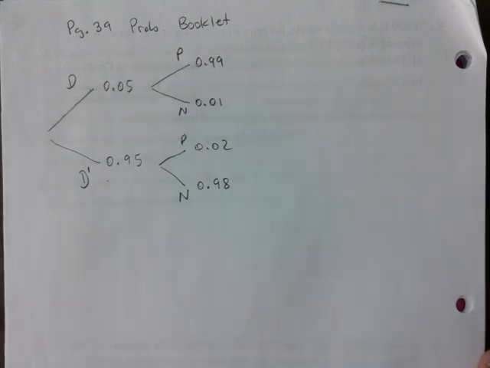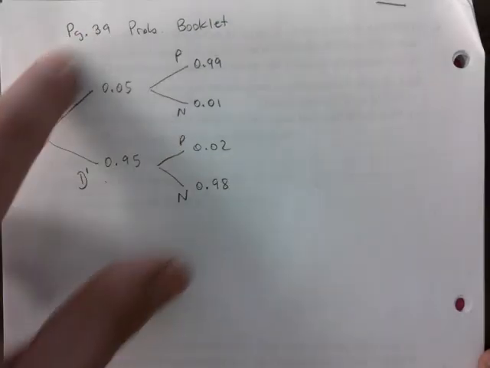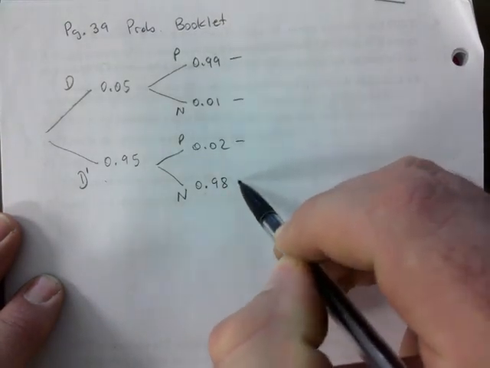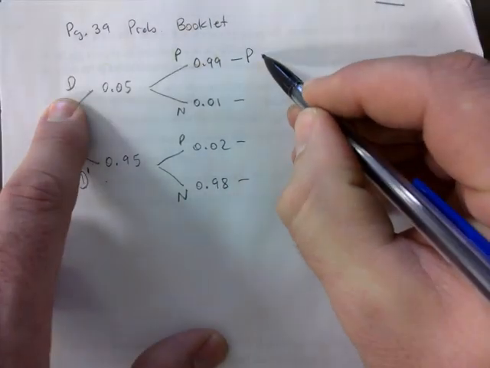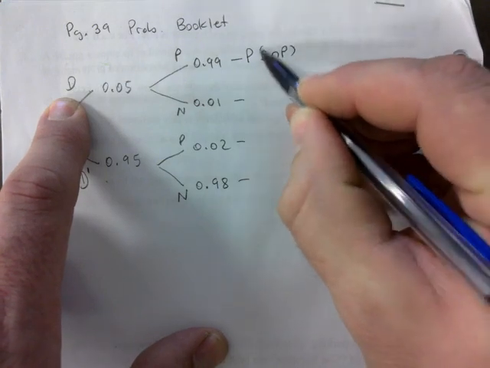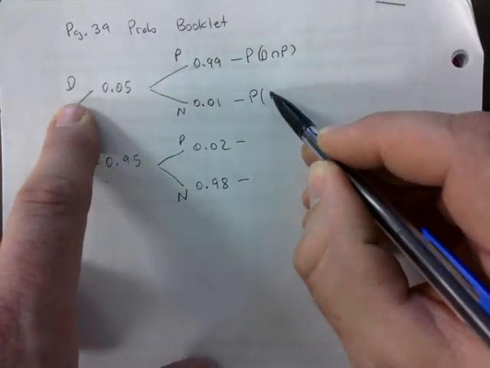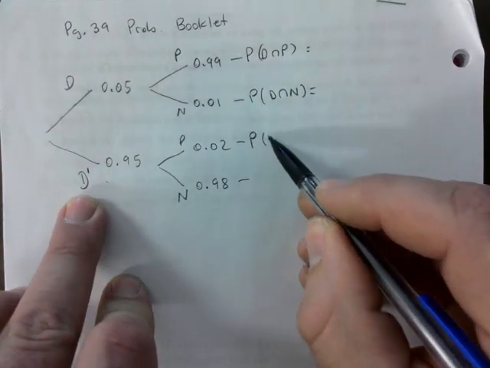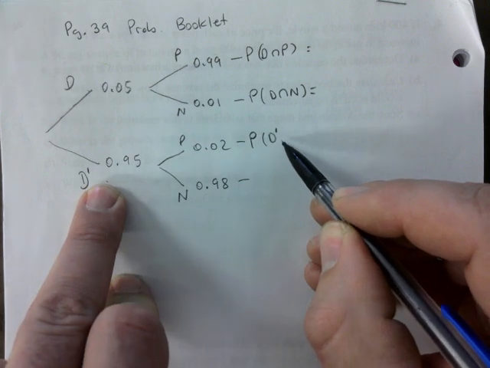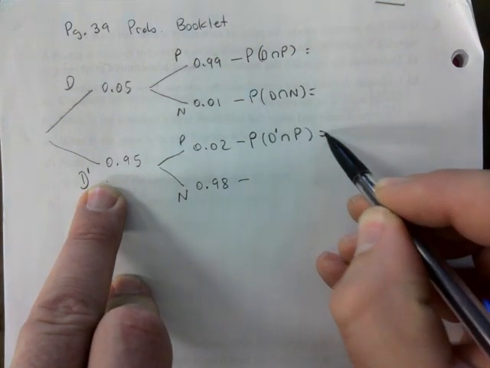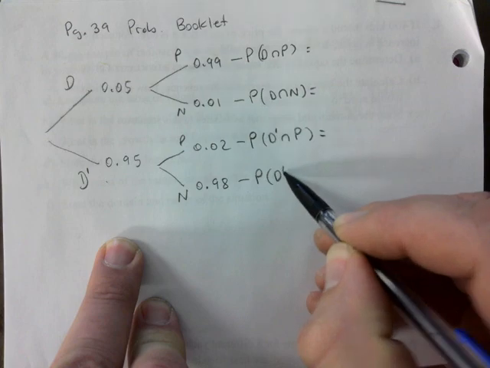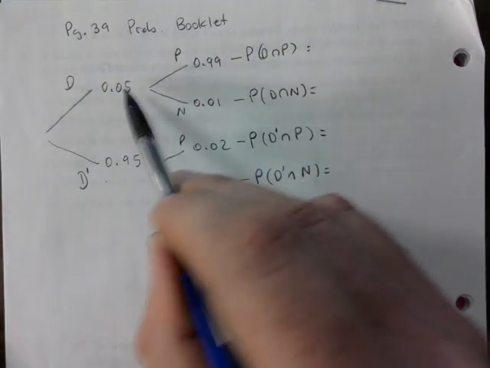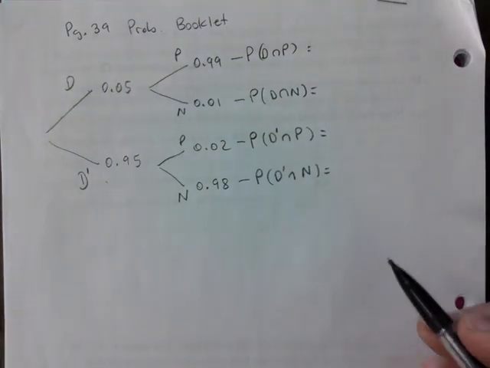So on the test, most likely it's going to be like this. I'm going to get you started. I just need you to do the rest. Okay, so at the very least, I would ask you to find probability of drug user and testing positive, probability of drug user and testing negative, probability of non-user testing positive, probability of a non-user testing negative. You don't need to show me, you just do it on your calculator, and I will give you those numbers.